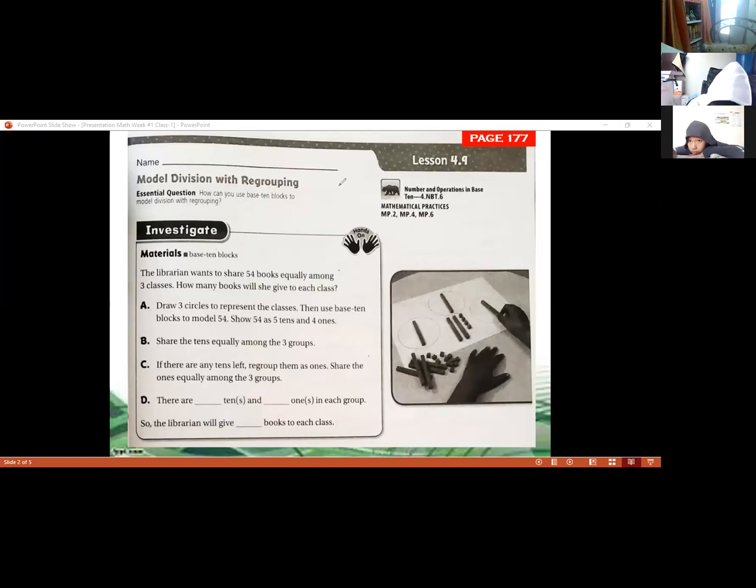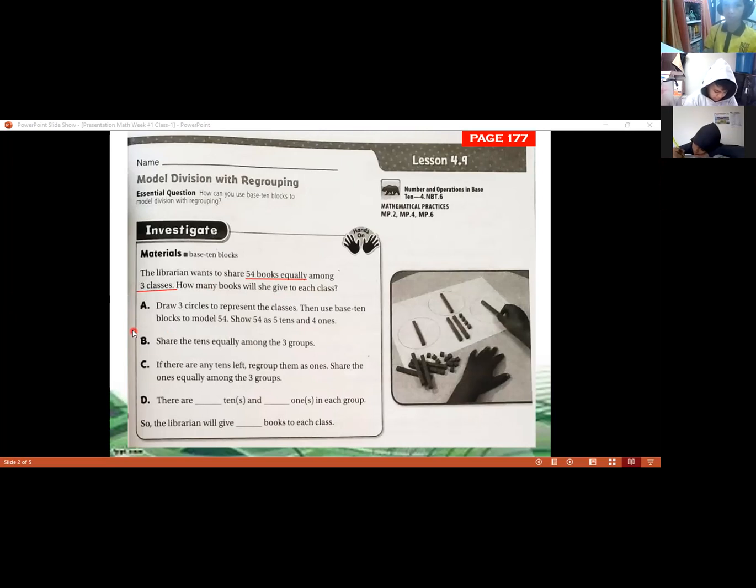Now, let's start with this. It says model divisions with regrouping. So we're going to start with the first part where it says investigate. It says the librarian wants to share 54 books equally among 3 classes. How many books will she give to each class? So we have here important information that it says 54 books. She wants to share these 54 books equally, it says. Among how many groups? 3 classes, so in 3 groups. So how can we find the answer of this question? How many books will she give to each class?